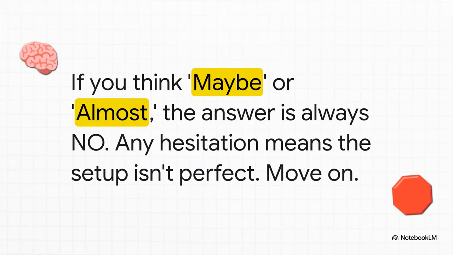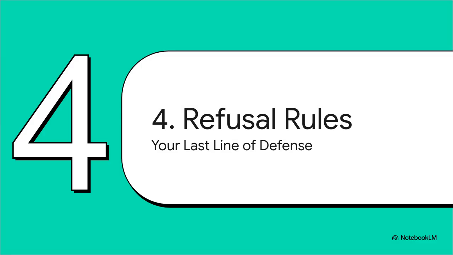This might be the single most powerful rule for stopping overtrading. If you look at a chart and you think, well, maybe that's the setup, or it's almost there, the answer is no. Any hesitation, any doubt means the setup is not perfect, so you just move on. No exceptions. Finally, let's talk about the last piece of the puzzle.